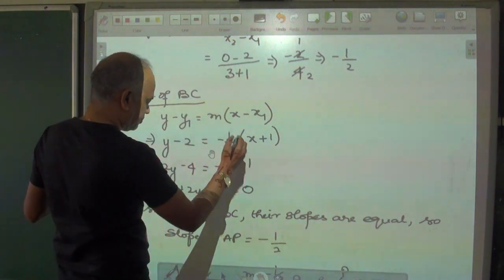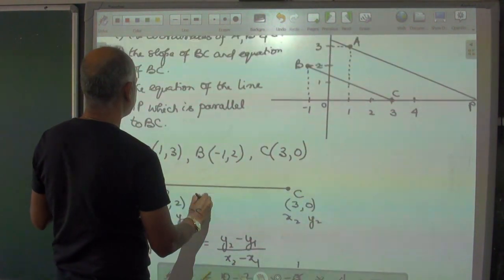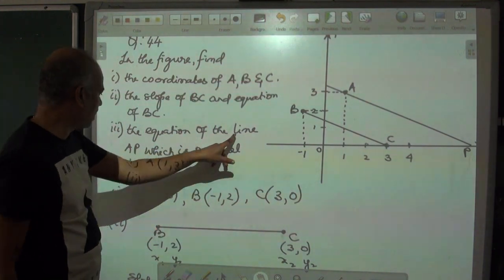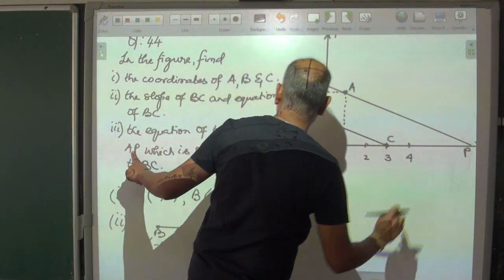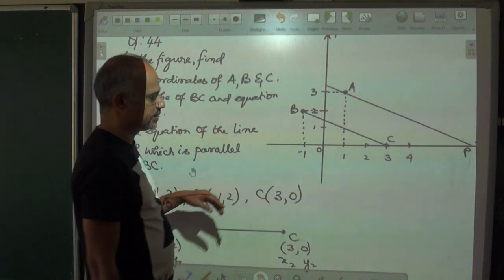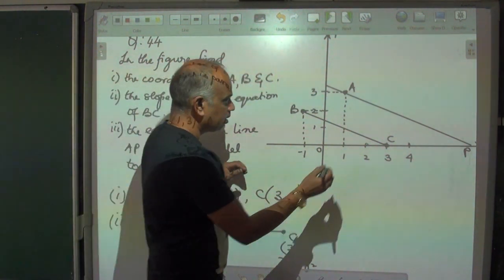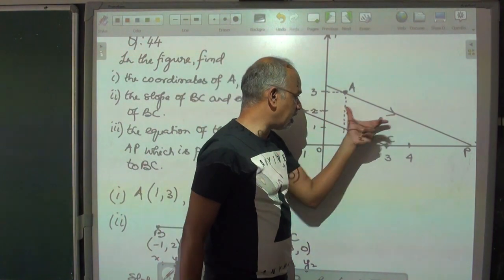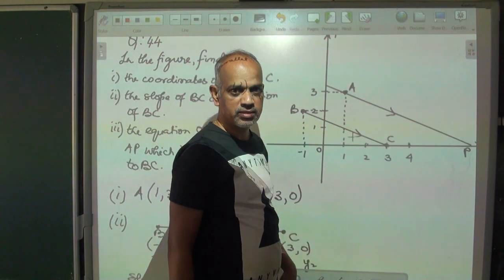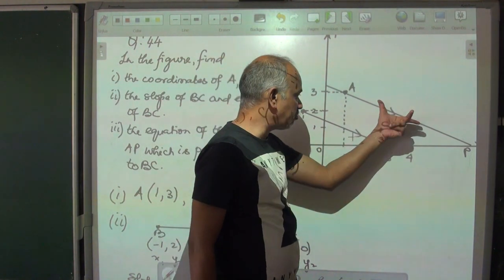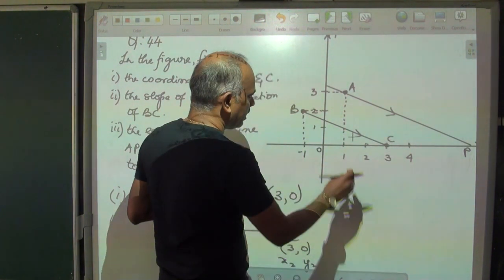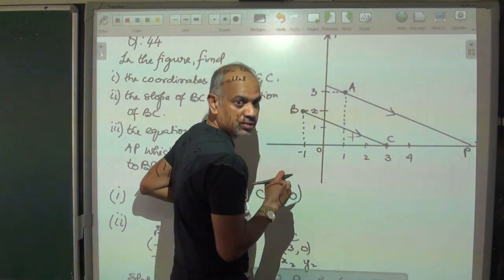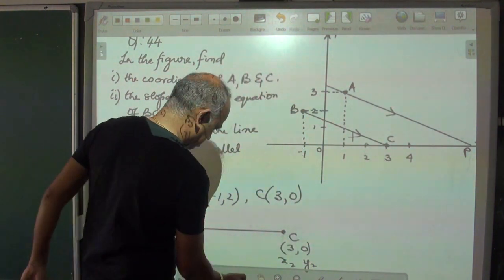Okay. Now, there was a third question. Find, third question, the equation of the line AP. This is line AP, which is parallel to BC. This line AP is parallel to BC. Because these two lines are parallel, their slopes must be equal. We already found the slope of BC, which means slope of AP also must be same. And you know the slope of AP using this, and on AP you know 1 point. Use that 1 point and slope to find the equation.